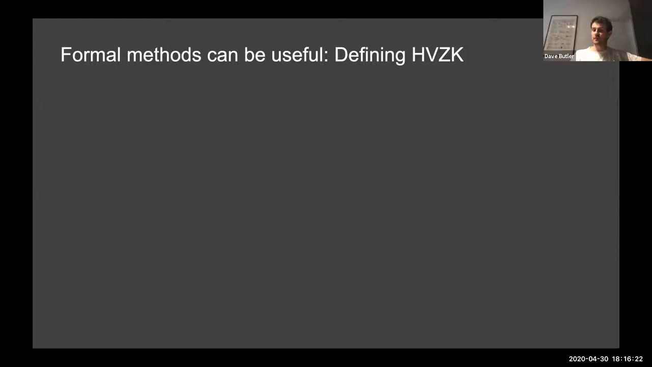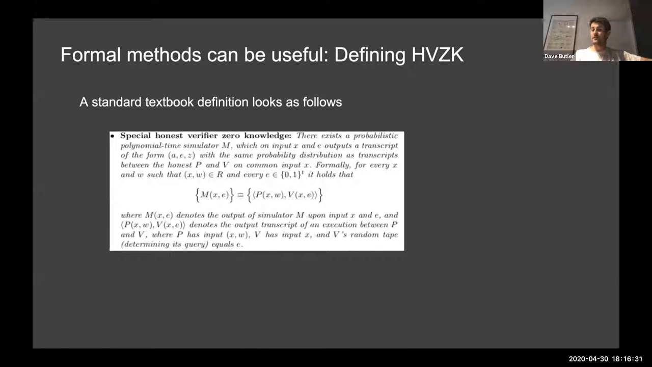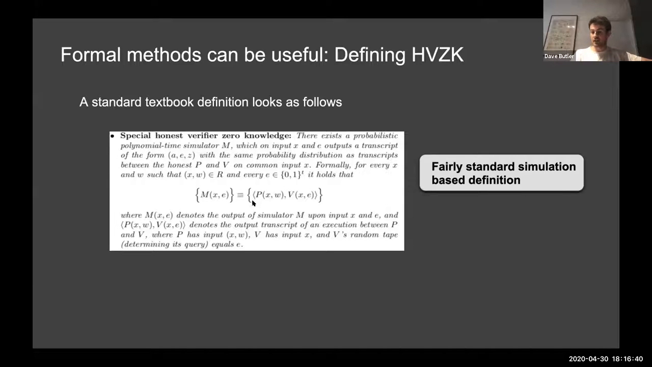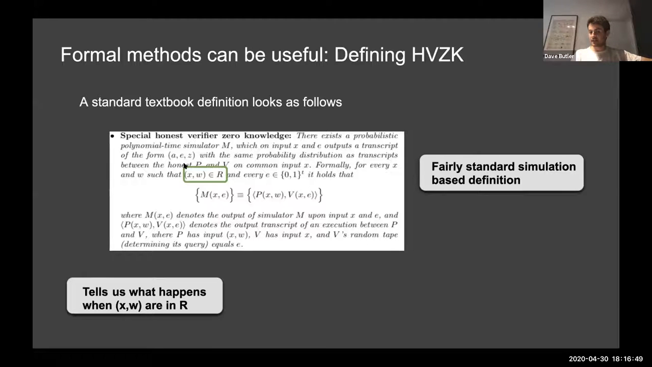Okay, so now I want to move on to the first point of my talk to try and convince you that formal methods is useful by looking at the definition of honest verifier zero knowledge. Here on this slide is a standard textbook definition of zero knowledge. This is basically a standard simulation definition. I don't want to go through all the details here, but we have a simulator M. And the key bit is that we have some input that's in the relation, some X and W. The requirement is that the output of the simulator M is the same as the real execution of the protocol. So it's a very standard simulation-based definition.